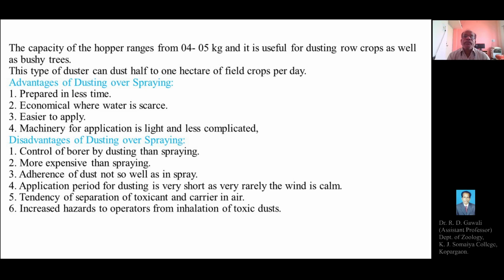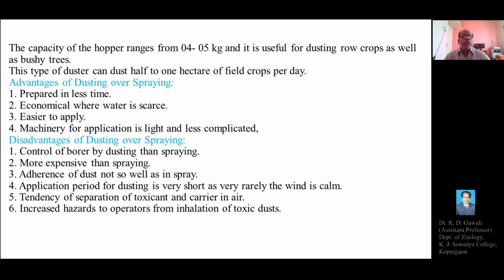Prepared in less time. Dust is simply a powder pesticide that will be kept in the container or the hopper, and the dusting can be initiated immediately. So it is prepared in less time.